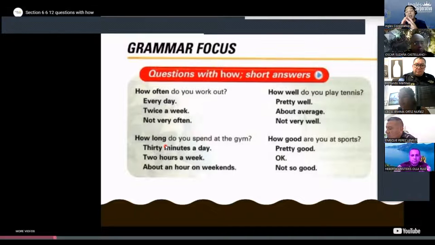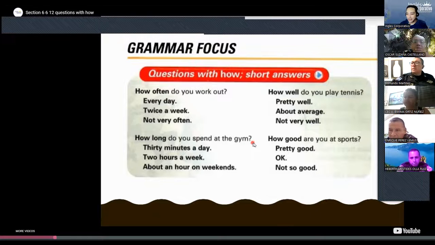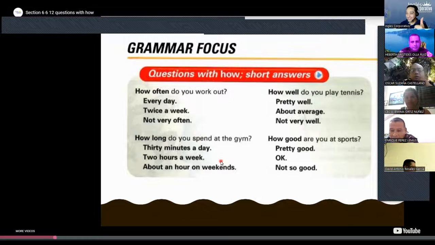How long, how much time do you spend at the gym? Let me make a question to, let's see, Herbert. Herbert Aristides, how long do you work? How long do you work every day? Oh, your microphone. El micrófono, Herbert. Repeat, teacher. How long do you work every day?